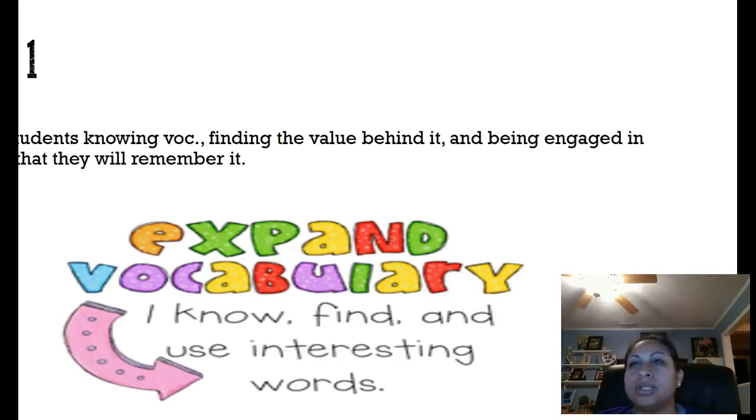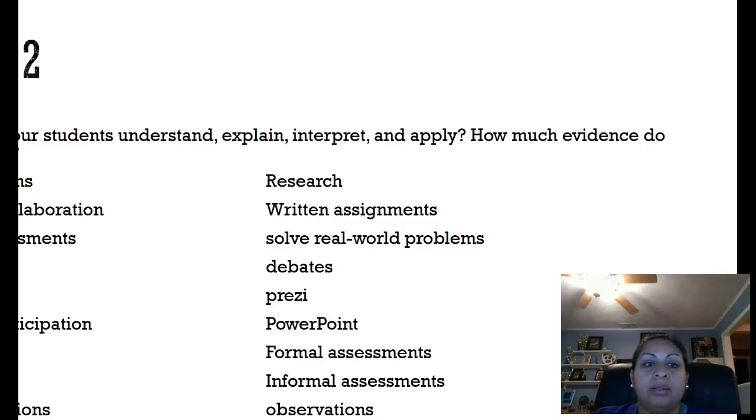You know, it's not just another list of vocabulary terms that they have to learn, that they need to pass for the upcoming test. No, it's more than that. It's knowing, finding out, and using, helping them to acquire interest in this. All right. So our step 2 is, how will our students understand?